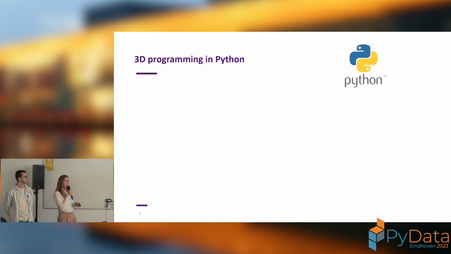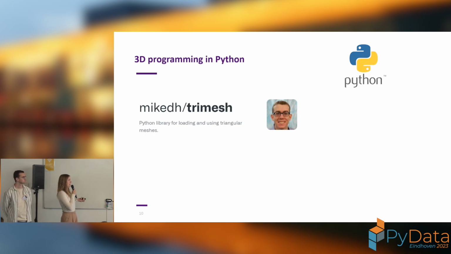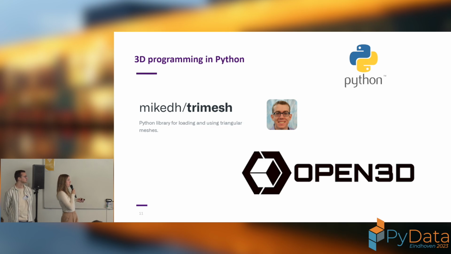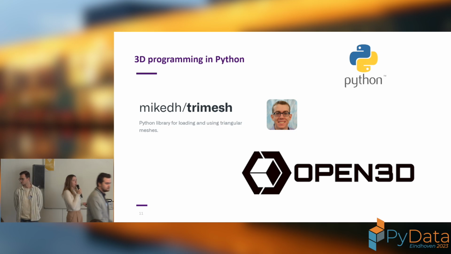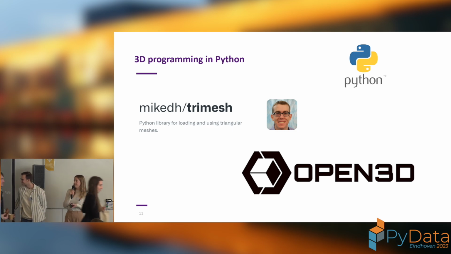During our project, we have been using two libraries mainly. First, we used Trimesh, and secondly, we used Open3D. And during the project, we used both of them in parallel, because Trimesh has some functionalities that Open3D does not, and the other way around. So we had to switch between the two to do everything we wanted.